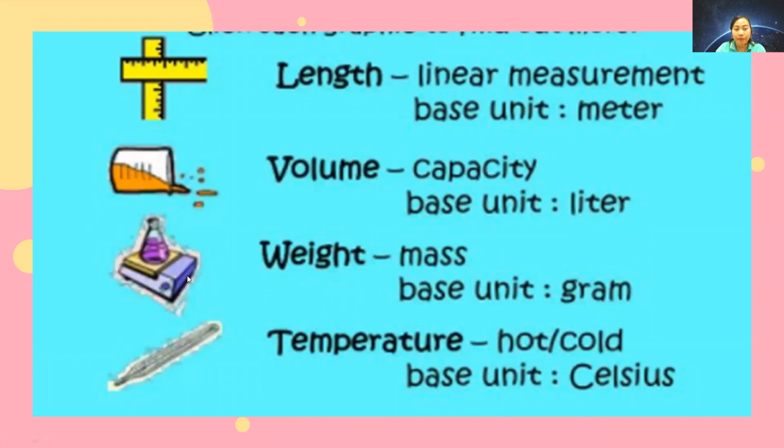Next is the weight. What is the basic unit for the weight? We use grams or kilograms. And also, we measure the temperature of an object, like the temperature of water or temperature of a room or our own body temperature. If our body is hot or cold, we measure it, and our unit is called degree Celsius. Okay?